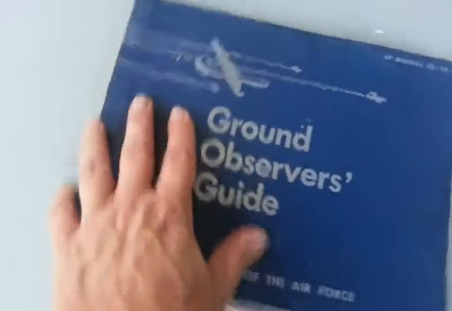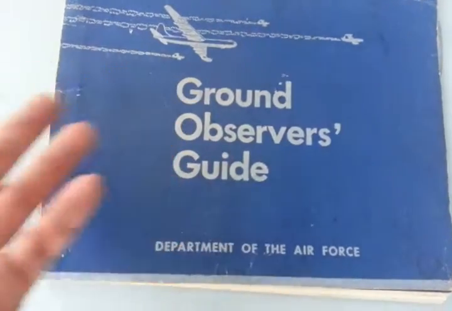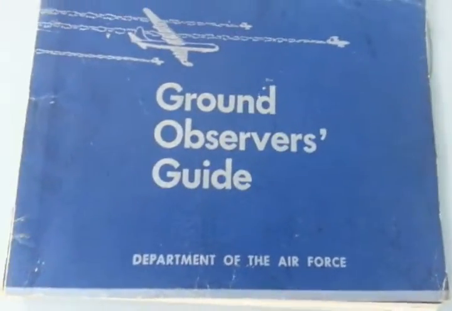So 1951, they knew about vapor trails. They used it in identifying aircraft, and they wrote a guide for it. So it's not like the trails weren't there. 1951.